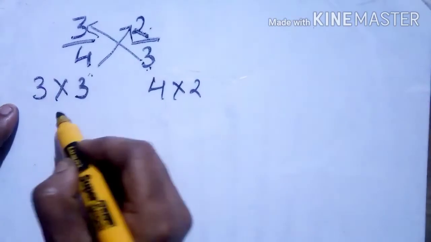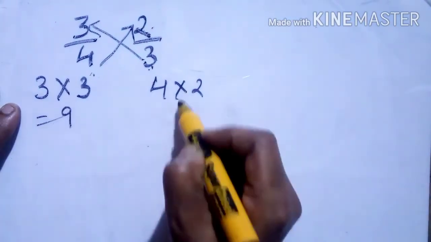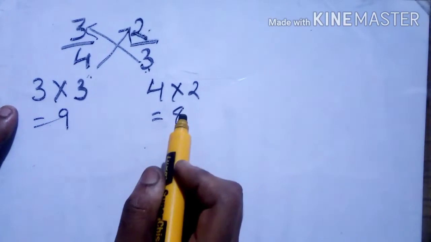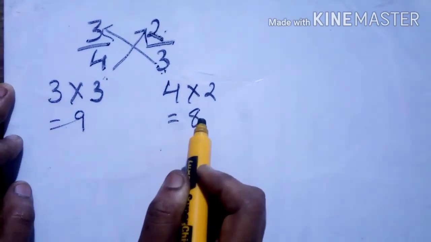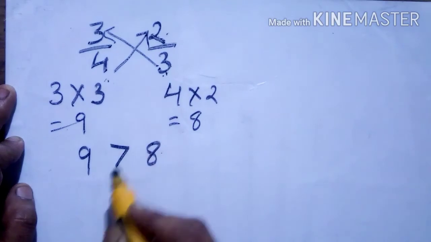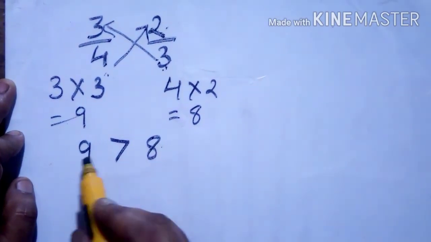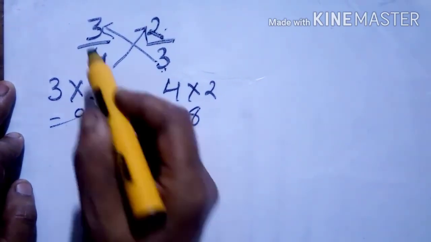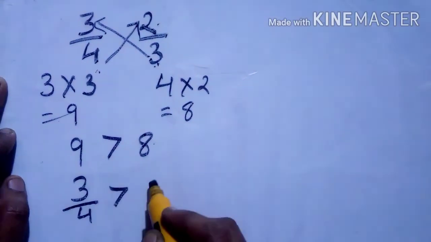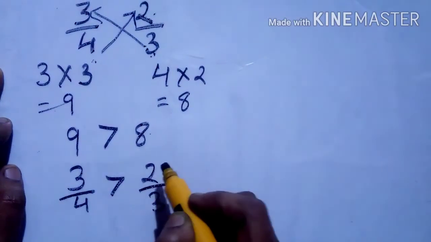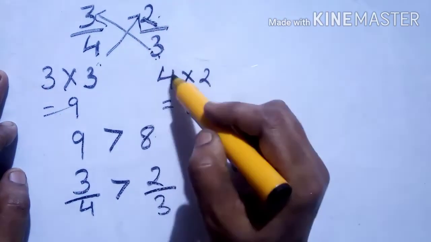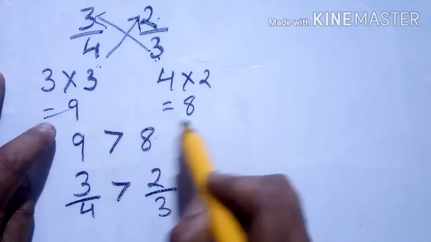3 into 3 is 9, and 4 into 2 is 8. We got 9 and 8. Which is greater? 9. So 9 is greater than 8. That means 9 is on this side, which is 3 by 4. So 3 by 4 is greater than 2 by 3. To compare the fractions, we have to cross multiply. First you cross multiply, find the answer, then compare these two numbers.